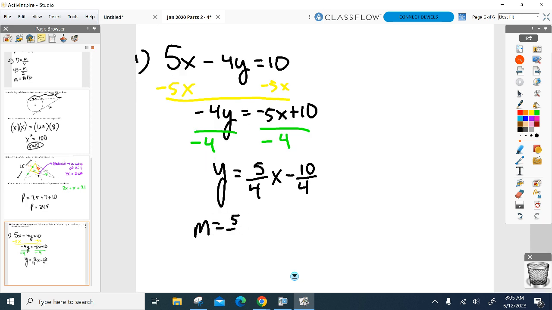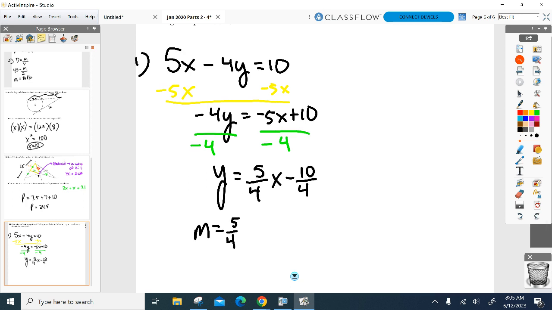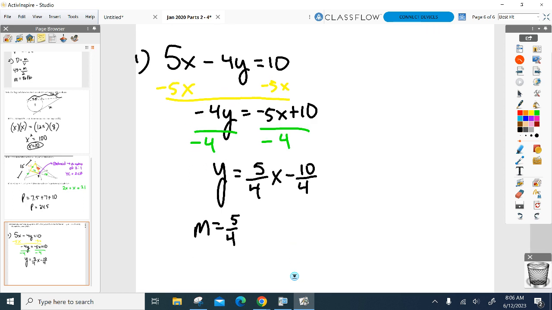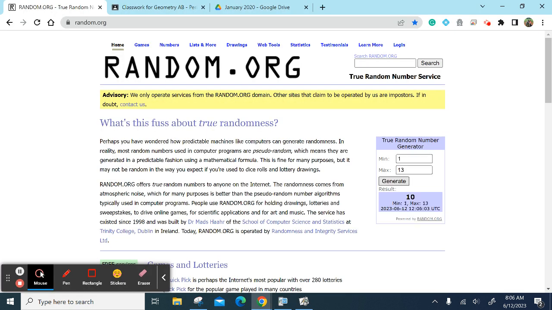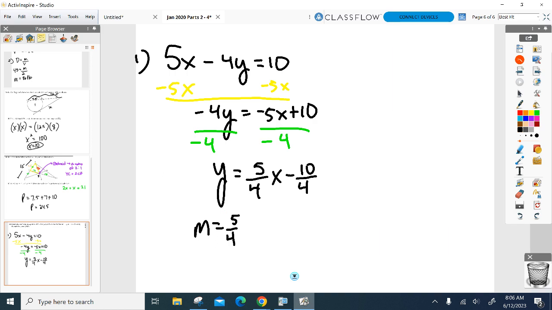So what's going to be the slope of your, we're doing perpendicular, right? What's going to be the slope of your perpendicular line then? Come on. Flip it and change the sign. Flipping it is just not good enough. You got to change the sign. So negative 4/5.